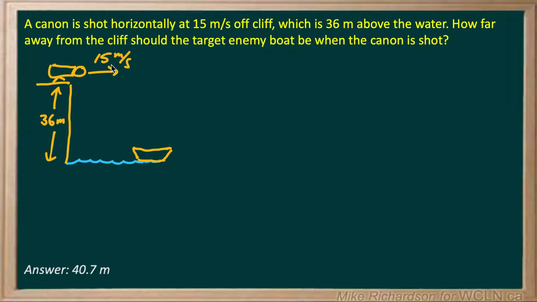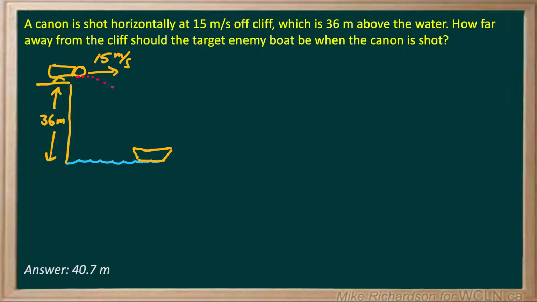Here we've got a cannon being fired horizontally off of a 36-meter high cliff, and the cannonball comes out of the muzzle of the cannon at 15 meters per second. Now it wants to hit the enemy boat down below. We know it's going to travel in a parabolic arc, so let's have a look at what that looks like.